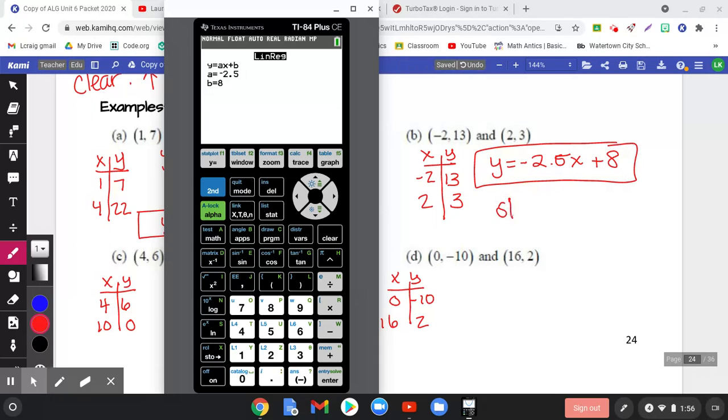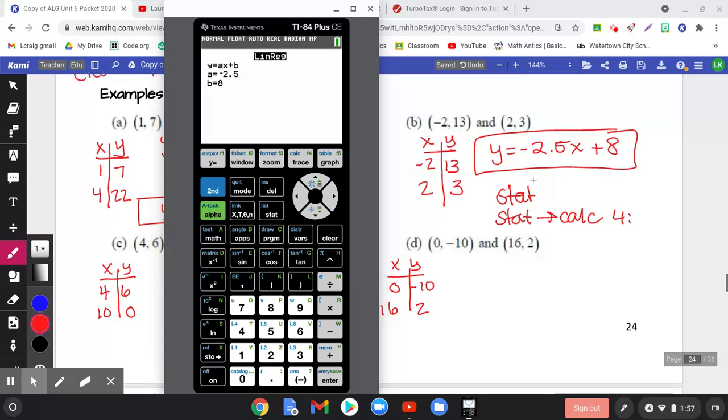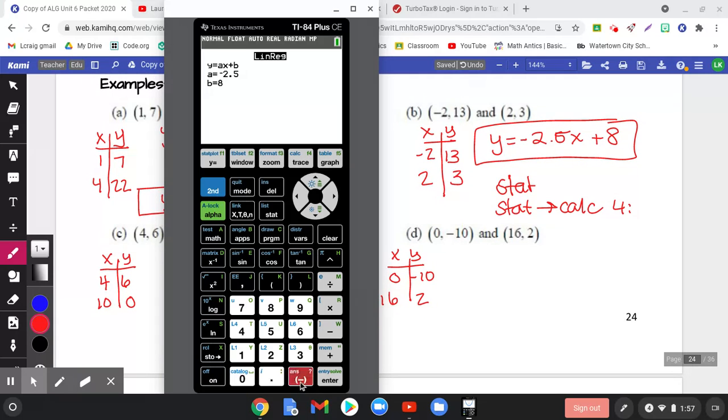But again, you just hit stat, you put your numbers in and then hit stat again, go to calc, and choose choice 4. And this is totally acceptable on the Regents too. Now again, if you don't like that negative 2.5 as a decimal, just hit negative 2.5, math, enter. So it'd be the same as y equals negative 5/2 x plus 8. Same exact equation.